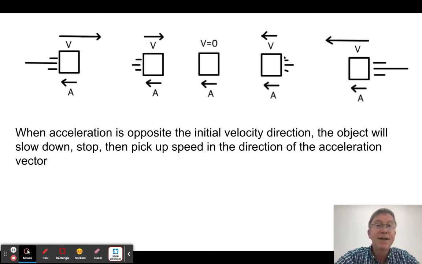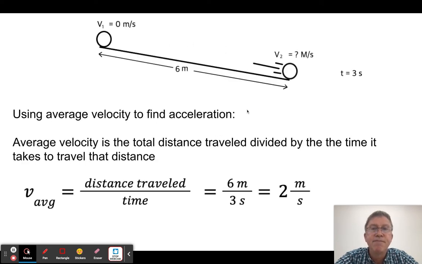And then what's going to happen? Now the acceleration is in the negative direction, so it's going to start picking up velocity and getting faster in the negative direction. So you can see that if acceleration points in the negative direction, eventually this object will end up moving in the negative direction. But it may not do that initially, not until its positive velocity reaches a value of zero, and then it will begin moving in the negative direction.